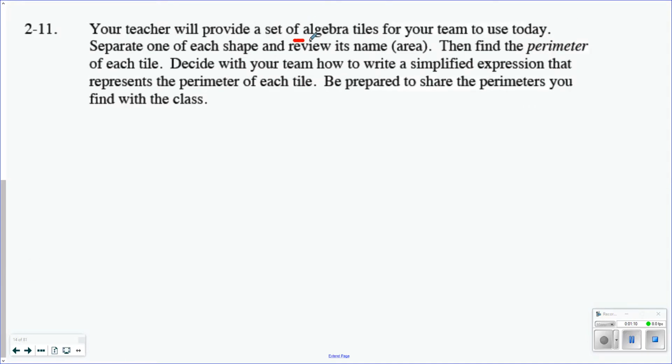Problem 2-11, we will continue to use algebra tiles to name its area and to find the perimeter of each tile. So go ahead and finish reading problem 2-11 and go ahead and draw all the 6 algebra tiles that we know. Now, if we don't have colors to shade them in, just a reminder that shaded gray or shaded in pencil means positive and not shaded represents the negative.